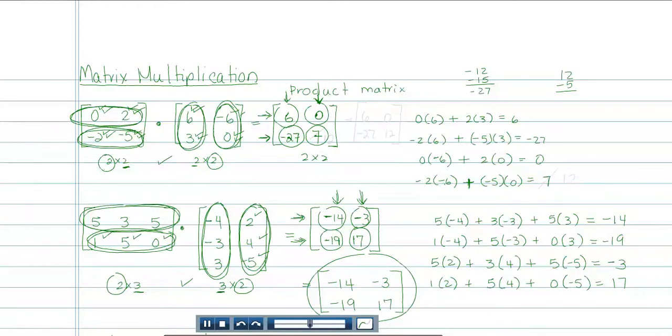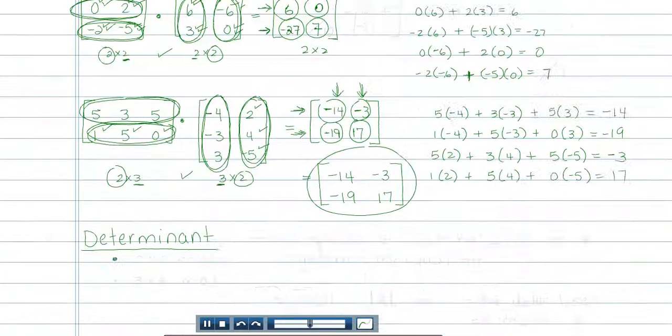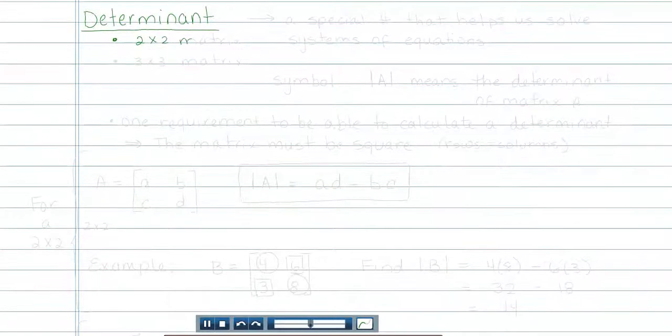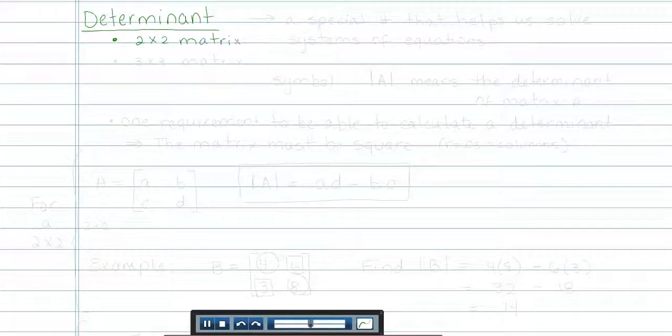And we're going to calculate a determinant of a 2x2 matrix. And then I'll show you how to calculate a determinant for a 3x3 matrix. And those will be the only ones that you will be required to solve by hand.